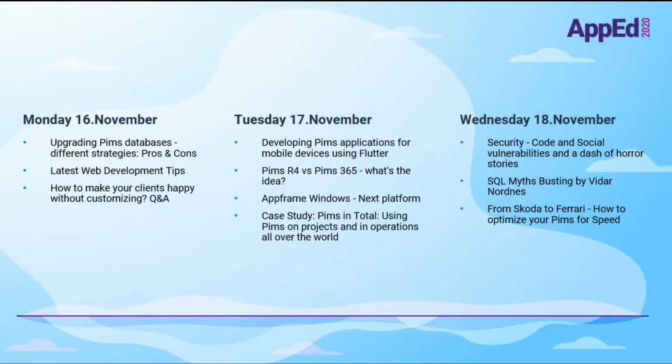So an active session. And then on Tuesday we'll dig into Pims application development using Flutter, mobile native. We'll look at the difference between the R4 version and the 365 version. Next is the platform on Windows. We have seen a little bit of it, but we'll go a bit deeper on how the development is going. And then you, Johnny, will have a case study on Pims in total, both implementing but also how it's used globally.